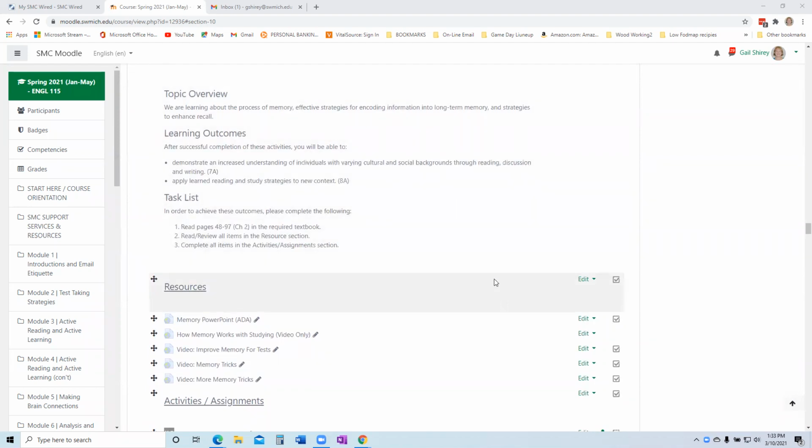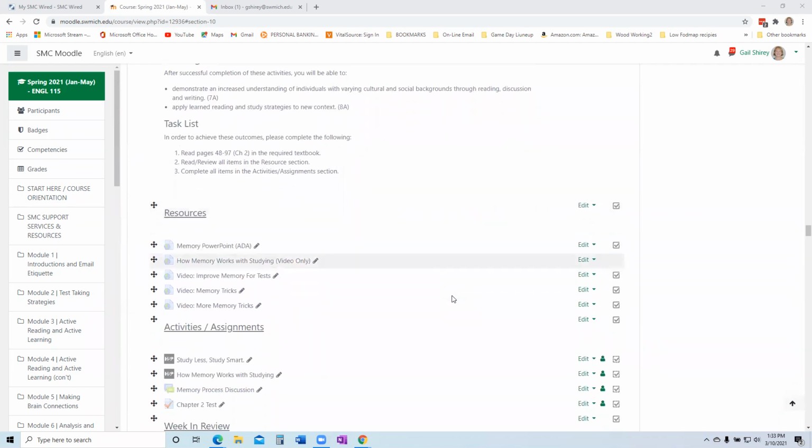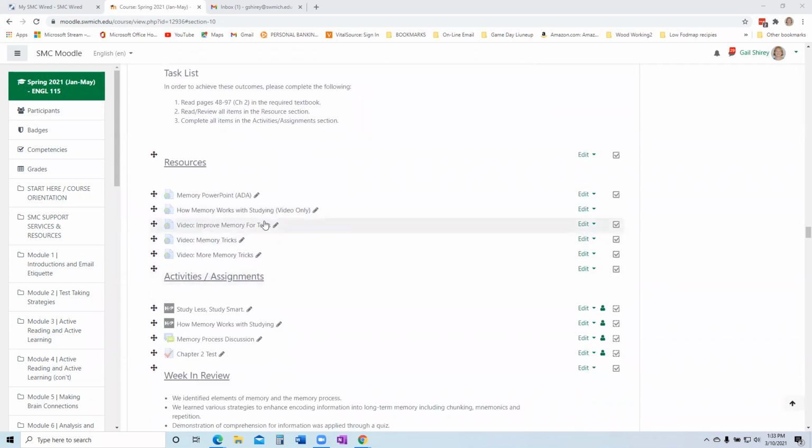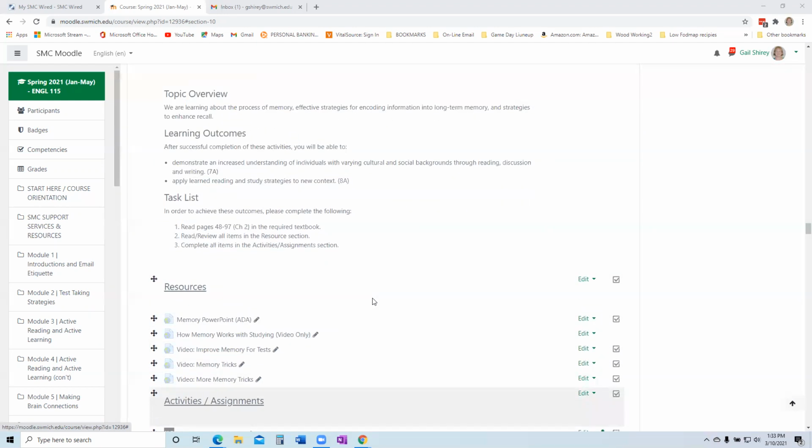So let's take a look at what this week is. So lots of resources. The entire focus is on the memory chapter from your textbook. So do pay attention in reading those pages from chapter 2. You also want to review these resources.